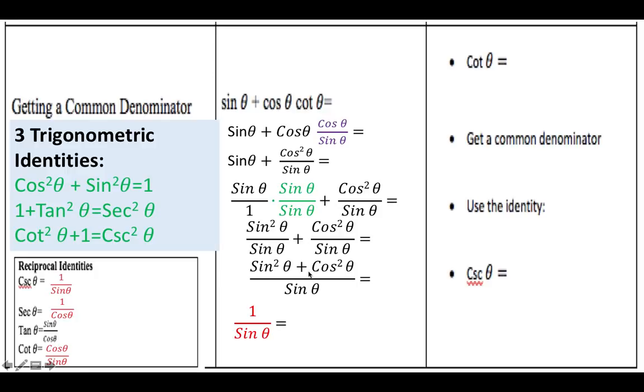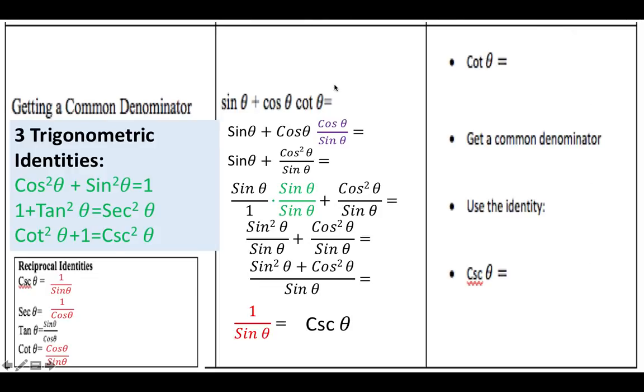Good, so we have 1 all over sine theta, but 1 over sine theta is equal to something. 1 over sine theta is equal to cosecant theta. So actually we are done. We simplified this right here into cosecant. Let me go ahead and fill in the approach that we just used. Let's go ahead and reflect on what we just did.